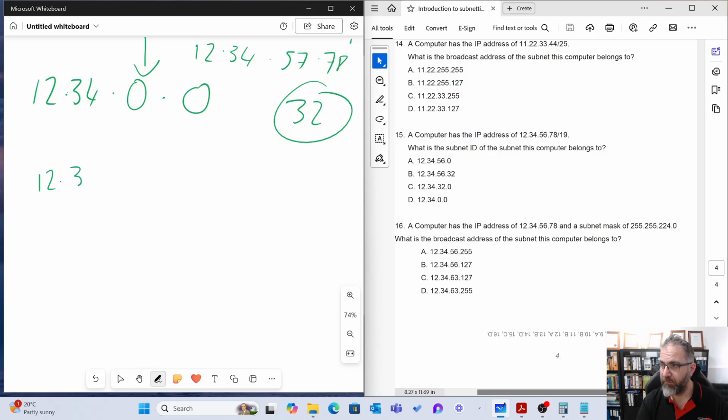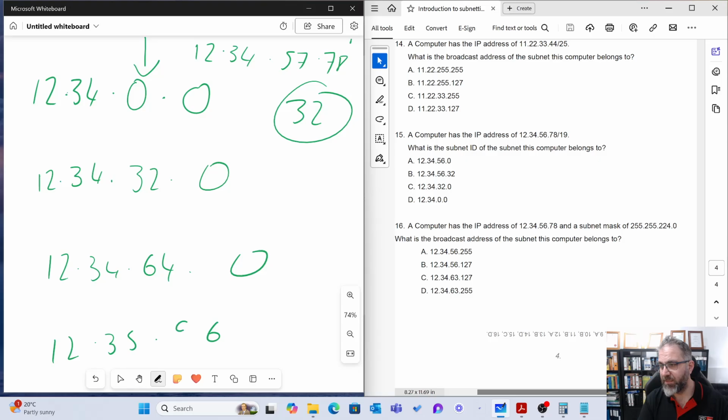12.34. The next network ID, our subnet ID, is 32. And the one after that is 32 plus 32, 64. And the one after that, 96. Yep.